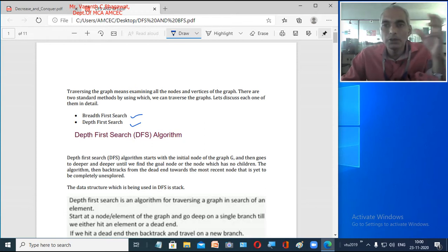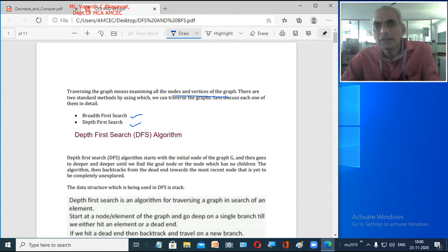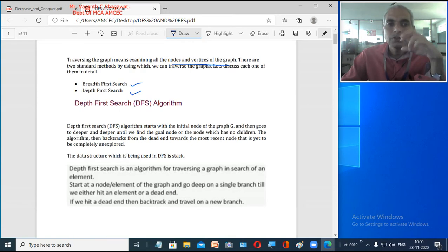Now when we have a graph, we have to traverse the entire graph by examining all the nodes and vertices of the graph. You are going to visit every node and every vertex of the graph. That is what we call the traversal of the graph. We have seen some other techniques for traversing the graph, but apart from that we have two very important methods, which are called breadth first search and depth first search.